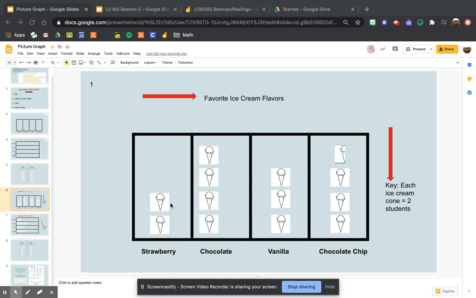Now that you have completed your picture graph, I want you to reflect over it. Does yours look like mine? Did you make sure to have a title? Did you make sure to insert a key? This one was the first one. If you didn't choose this one, let's look at the next one.